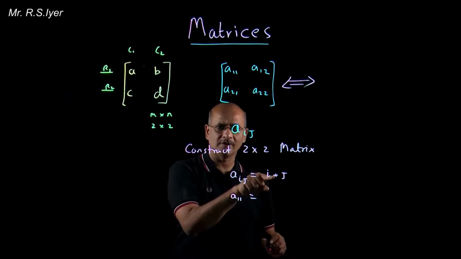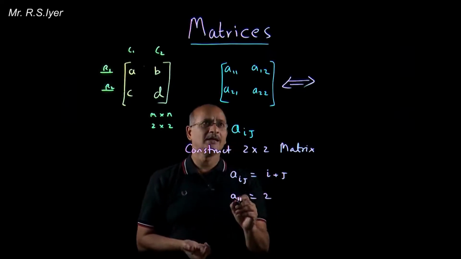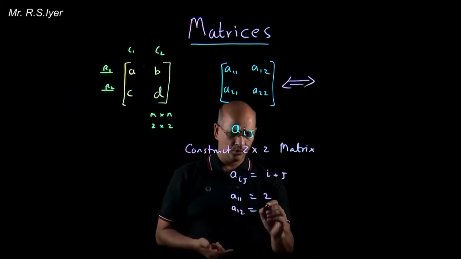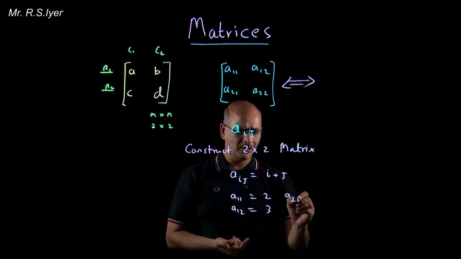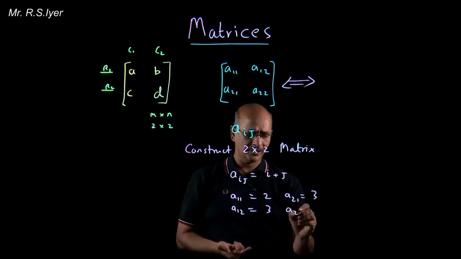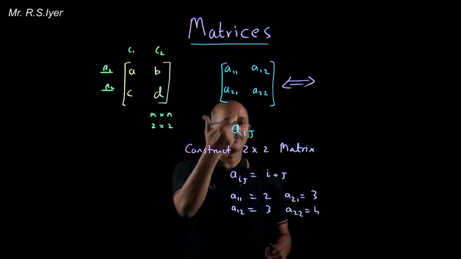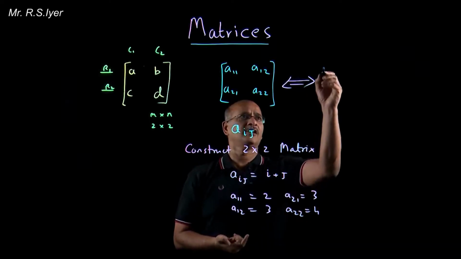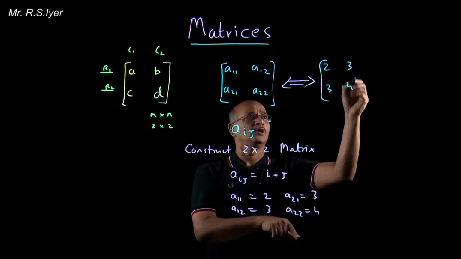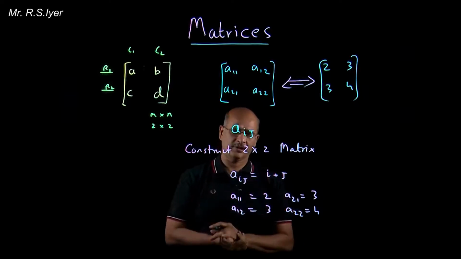So the corresponding element for A11 will be i plus j. This is the formula given for formation of the element. So 1 plus 1 will become 2. Similarly, I want to find A12. A12 will be 1 plus 2, which is 3. Similarly, A21 will be 2 plus 1, which is 3. A22 is nothing but 2 plus 2, that is 4. So finally the matrix I generate from this is 2, 3, 3, 4. This is the first part you have to understand about construction of a matrix.